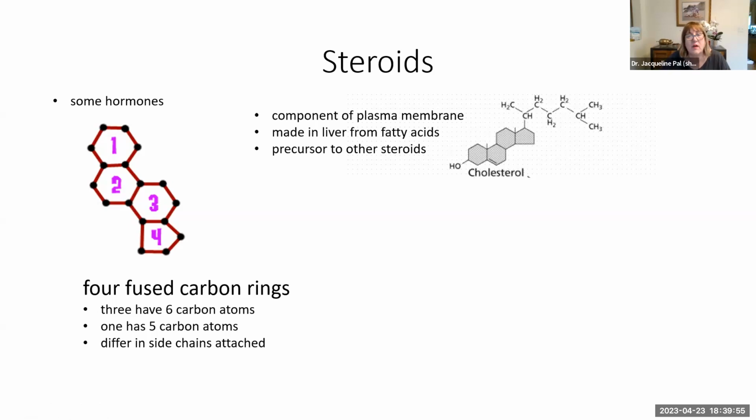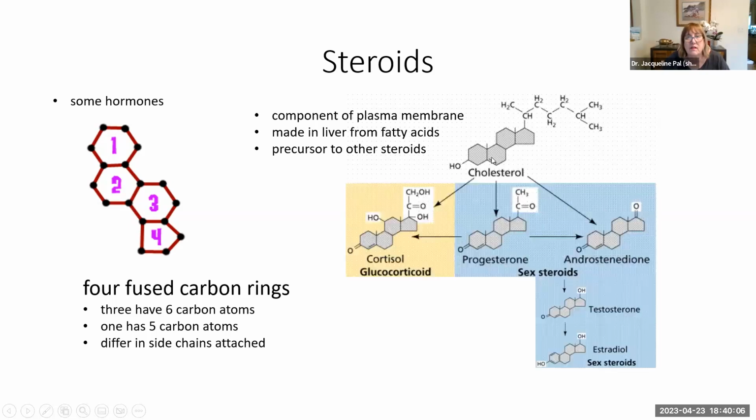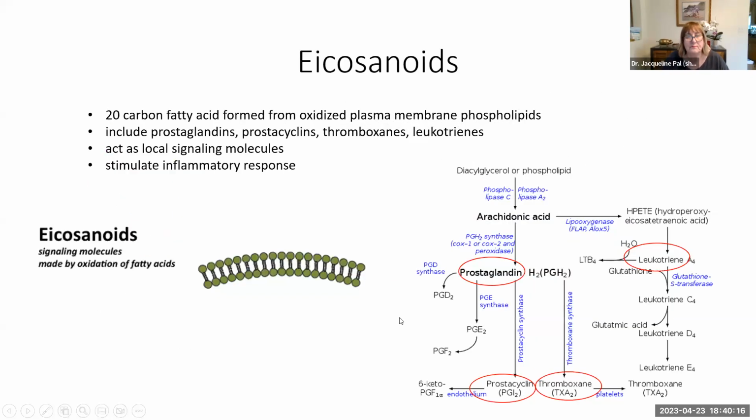It's only found in animal products. We do not need to eat it because our liver can make cholesterol from fatty acids. And cholesterol is the precursor to all of our other steroids. From cholesterol, we can go to our cortisol steroid. We also can go to all of our sex steroids from this. So we'll learn more about that later on.